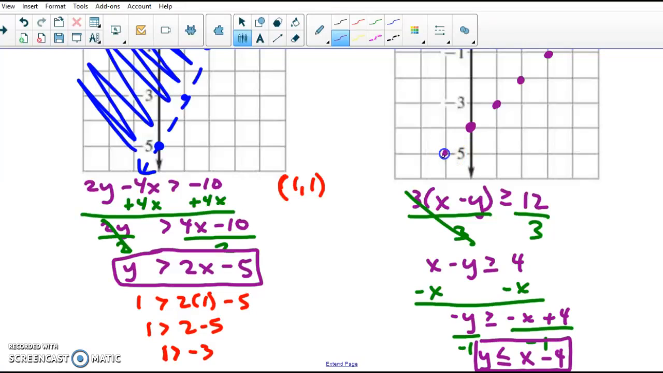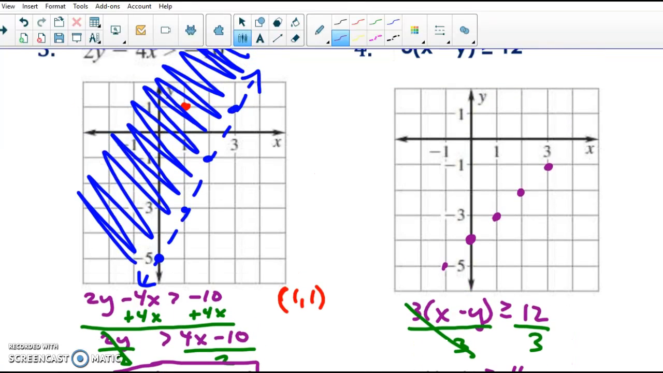And now before I connect these points into a line, I need to check my symbol. It's less than or equal to, so I'm going to use a solid line this time. And that indicates that the line itself is part of my solution set. Now I'm ready for my test point, and I again am going to pick the point 1, 1 because it's so easy to substitute in.